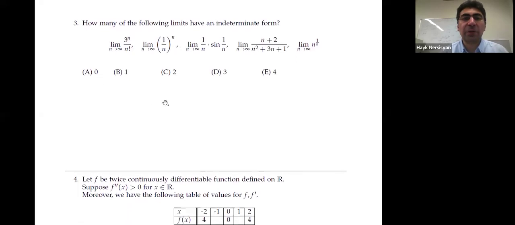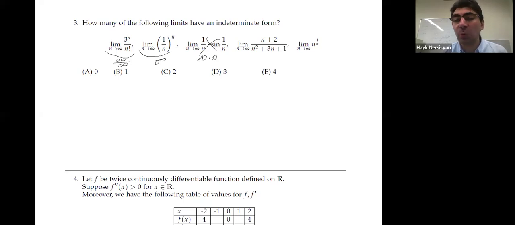Next, how many of the following limits have an indeterminate form? This is an indeterminate form, infinity divided by infinity. This is an indeterminate form. It has 0 to the power of infinity. 0 to the power of infinity is another indeterminate form. This one is 0 times 0, which is not an indeterminate form. 0 times 0 is always 0. The next one is again infinity over infinity, which is fine. The last one is similar to the second one, infinity to the power of 0.